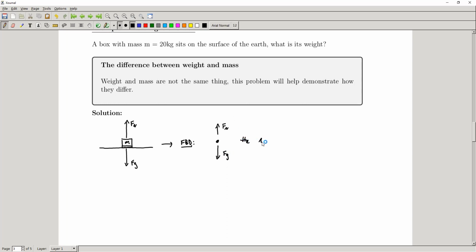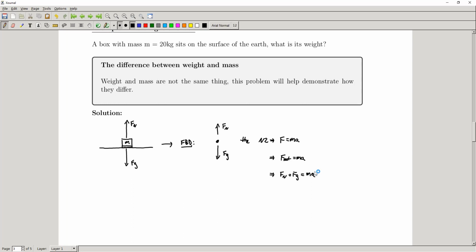Then Newton's second law tells us that F equals ma, and F here will be our net force, right? So we need F net equal to ma. And what is F net? Well, F net is just the total of all the forces acting on this box, right? So F net is just Fn plus Fg equals ma.